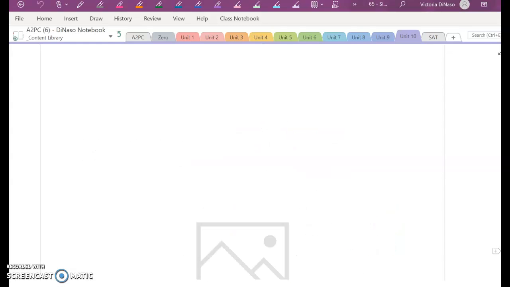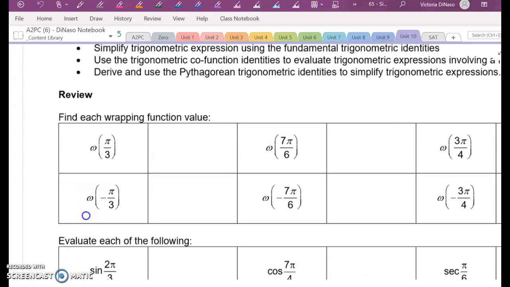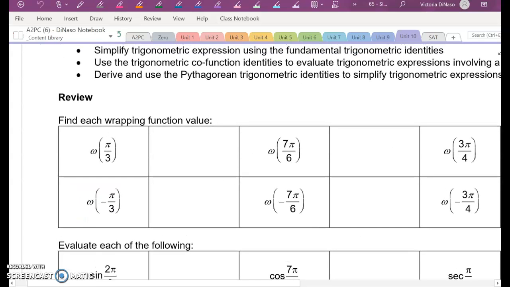So we're just going to do a little bit of a review as if you guys have never done it before. Find each wrapping function value. So we have pi over 3, all right? The W means that you need an ordered pair. So I'm going to write down 1/2, comma, square root 3 over 2. Whenever you have that negative in front, the only thing that you're doing is changing the value of sine. So it's still 1/2, except now this is going to become negative square root 3 over 2. So you're just changing the value of sine.